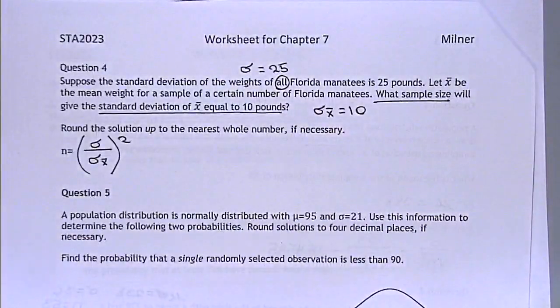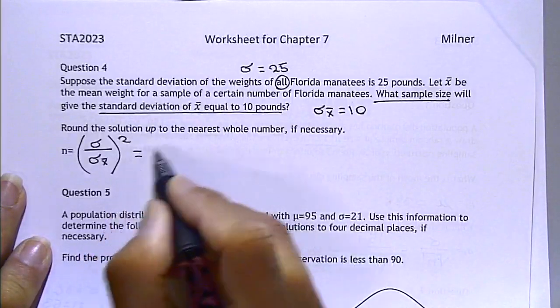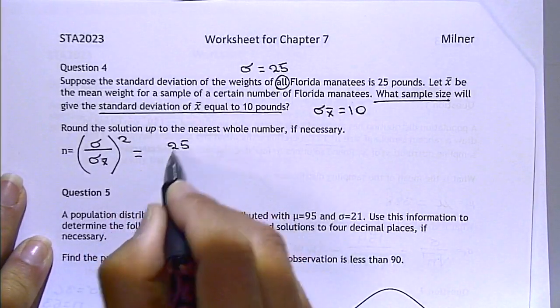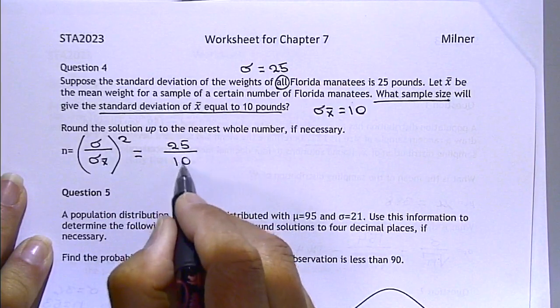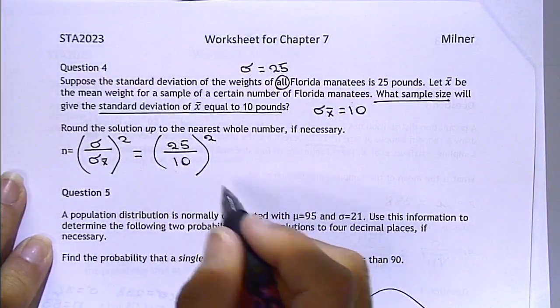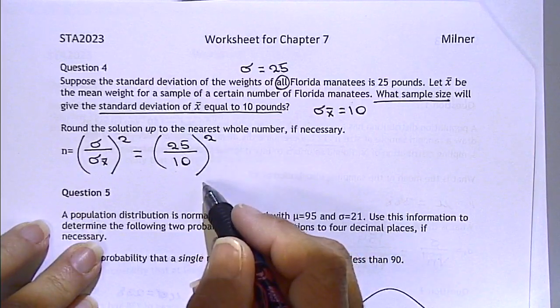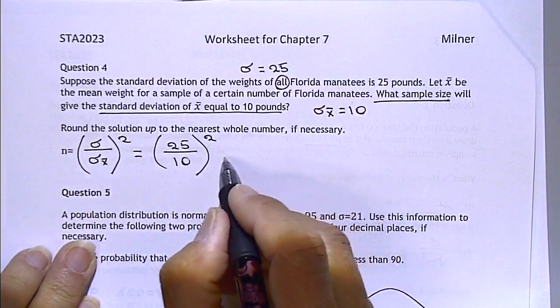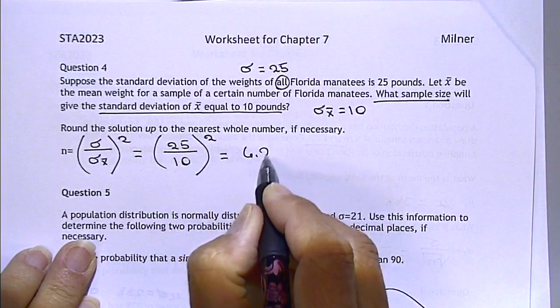And you'll have it on the test, of course. So all I have to do is go, okay, standard deviation of the population is 25. I'm going to divide that by what I want, which is 10, and then I have to square it. It's really 2.5, isn't it? 25 divided by 10 is 2.5. 2.5 squared is going to give me 6.25.